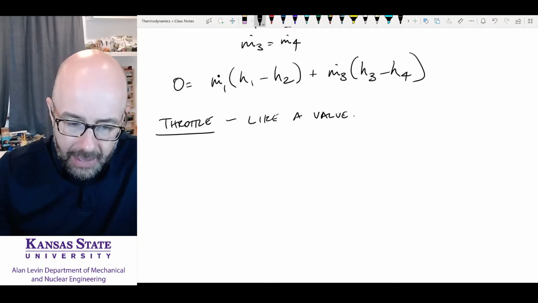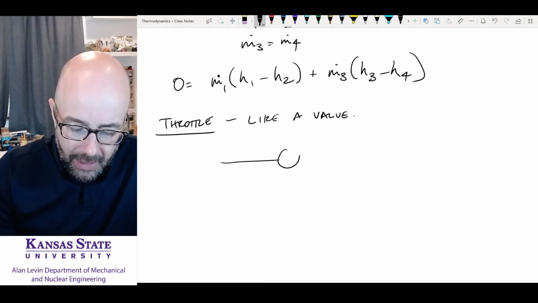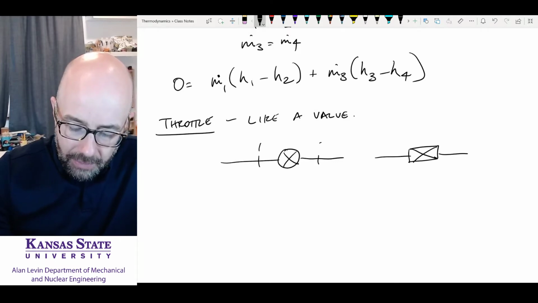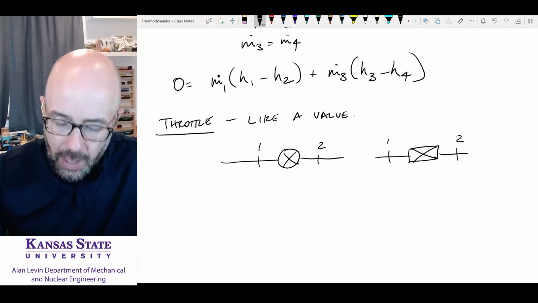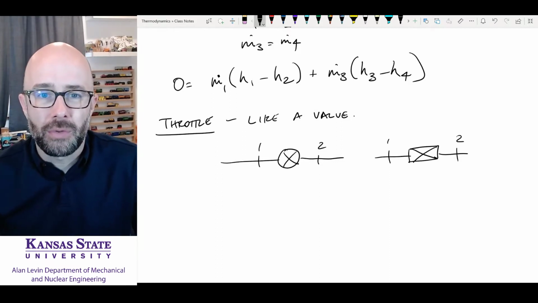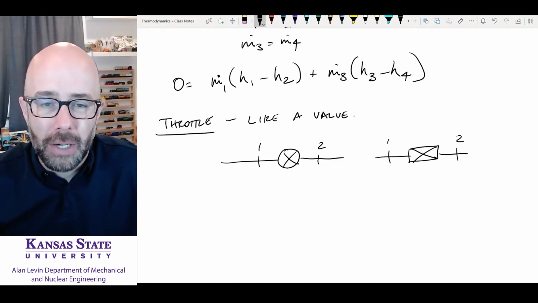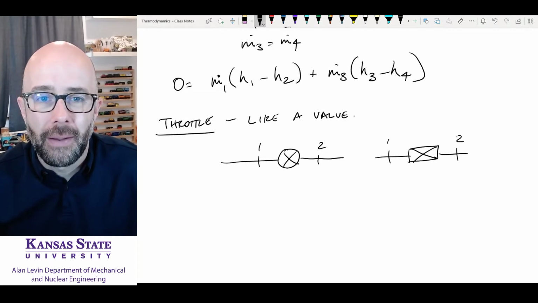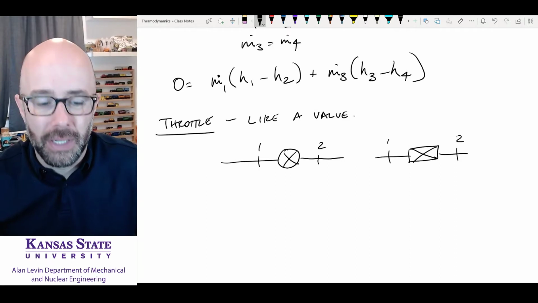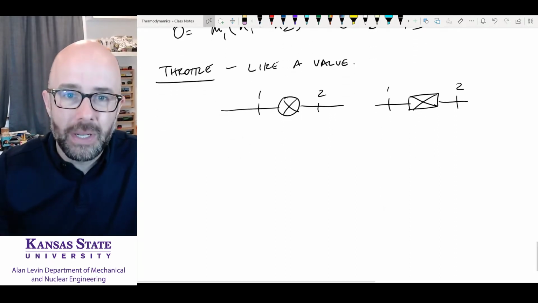Okay? And we're going to draw it either like this with a circle, or we're going to draw a box with the X there, and you're going to have a flow coming in and a flow coming out of this valve. Okay? And we're going to use that to throttle or probably reduce the pressure of something that's going into whatever situation we're dealing with. Okay, so let's look at how we would deal with this.